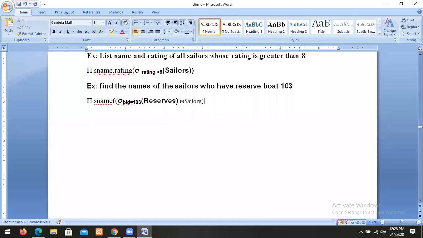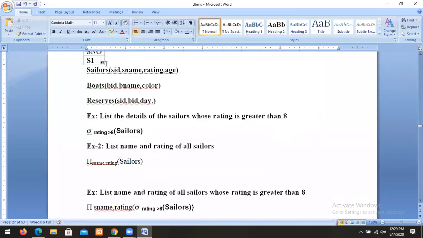For example, this is the condition. Find the names of the sellers who have reserved boat 1 or 3. Actually, this is my question. So how to write the query for this? I want the names of the sellers. All the names of the sellers are in the sellers table. What is the condition? Boat ID is 1 or 3. Boat ID is not in the sellers table; boat ID is in the reserves table.